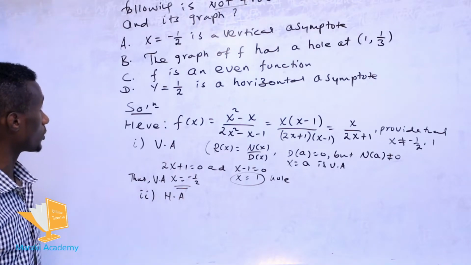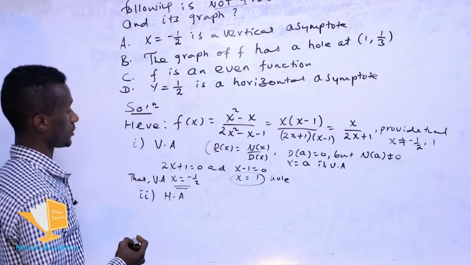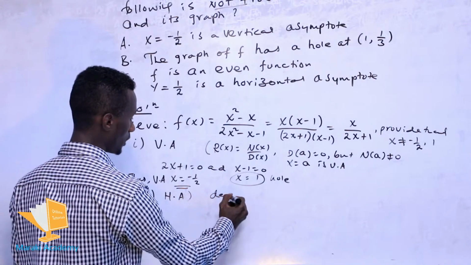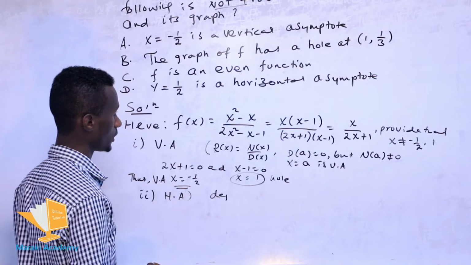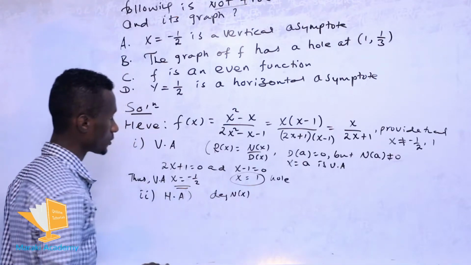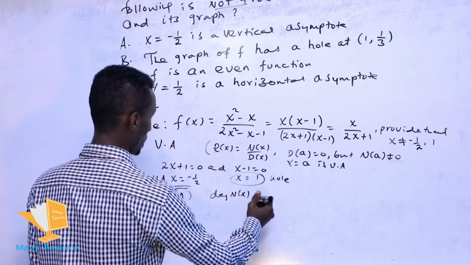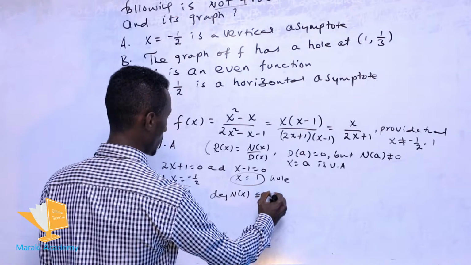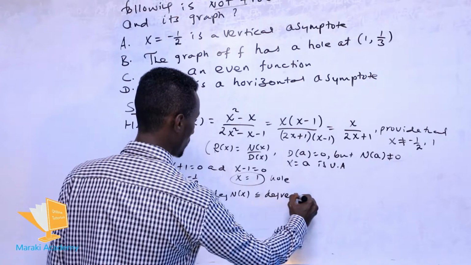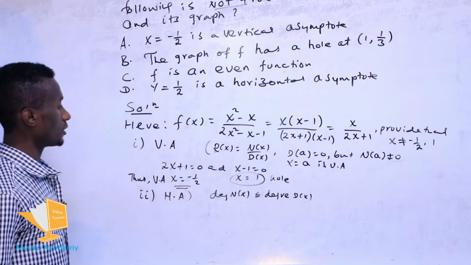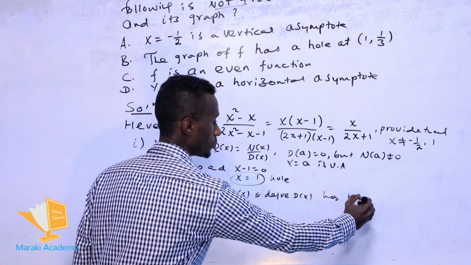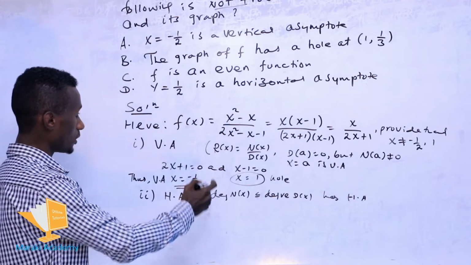Okay, second, we need to determine the horizontal asymptote. Now, whether a horizontal asymptote exists, we can depend on our rational function. If the degree of the numerator n of x is less than or equal to the degree of the denominator d of x, then our function has a horizontal asymptote.